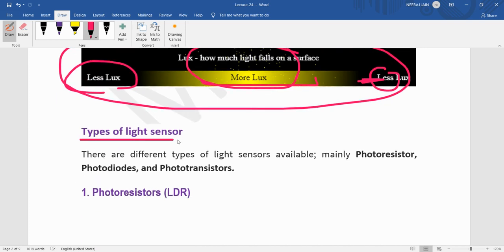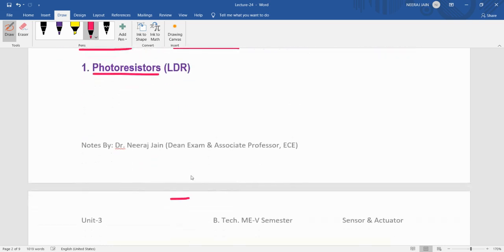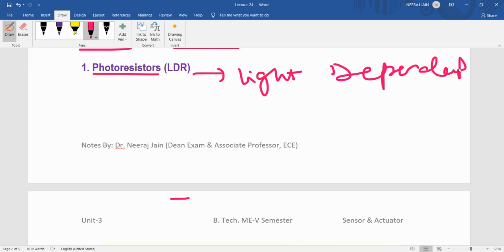So there can be several types of light sensors. We can divide them basically into three types: the photoresistor, photodiode, and phototransistor. First, we are seeing the photoresistor or LDR. LDR full form is light dependent resistors.